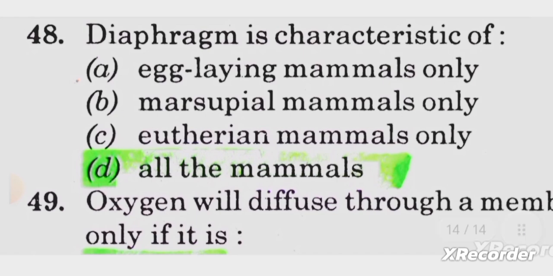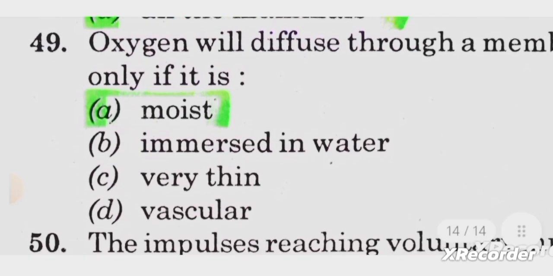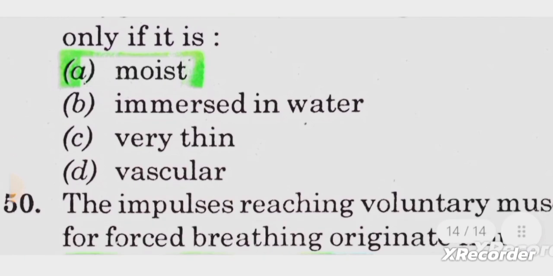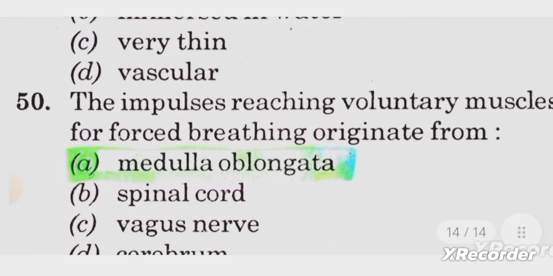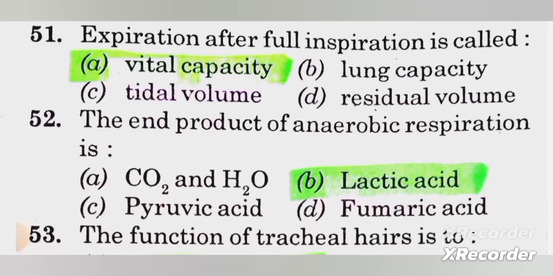Next, 48. Diaphragm is characteristic of D, all the mammals. Egg laying mammals only, marsupial mammals only, eutherian mammals only. Next, 49. Oxygen will diffuse through a membrane only if it is moist. 50. The impulse reaching voluntary muscles for forced breathing originated from answer A, medulla oblongata. 51. Expression after full inspiration is called vital capacity.